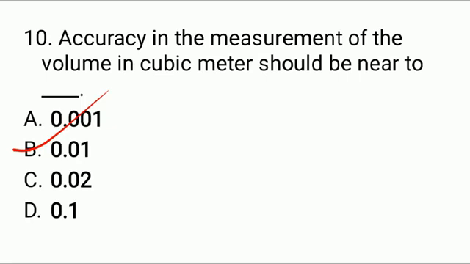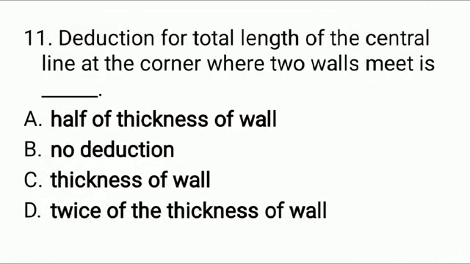Okay. Next question, deduction for total length of the central line at the corner where two walls meet is dash. So what is that? No deduction is required. Why? Because there is no deduction for total length of the center line at the corner where two walls meet, or you can say there is no deduction for L junction. Okay, and half breadth of wall measured should be deducted for a T junction, right? So no deduction will be required here.